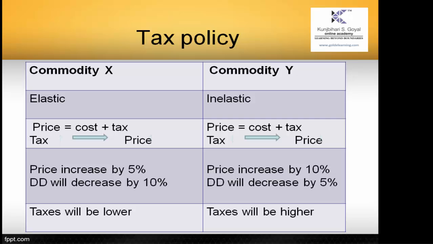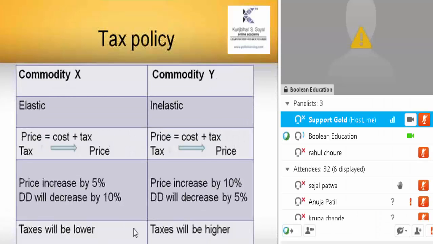Price equals the cost of production of that particular commodity plus tax, right? Say the cost of production of chocolate is ₹9, and the government imposed a tax of ₹1 on it, right? So 9 plus 1 gives you the price of the chocolate as ₹10.